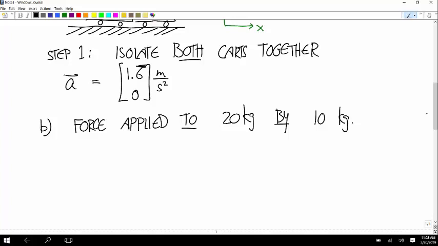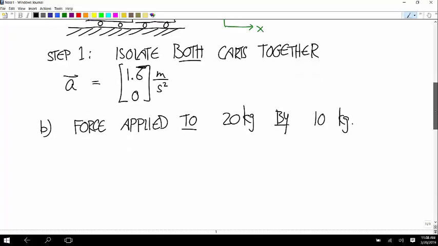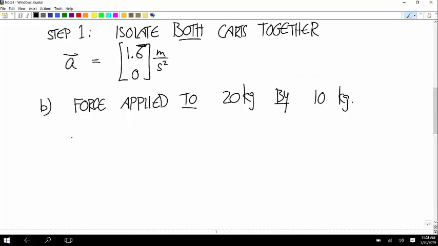normally if you're trying to calculate the force applied to a single thing, then that's the thing you isolate. We'll see later that there are some cases where you might want to do it a little differently than that, but that sort of should be the first thought. So if we're trying to calculate a force applied to the 20 kilogram cart, we want to isolate the 20 kilogram cart. So free body diagram of the 20.